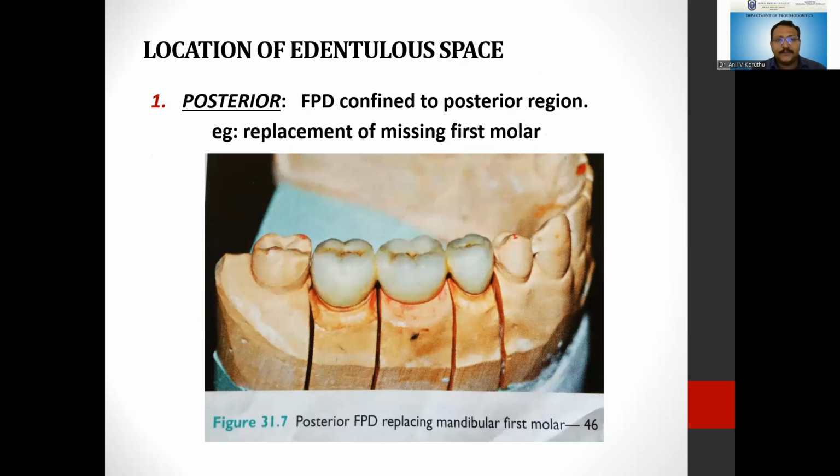So coming to the dental space, posterior. First in posteriors, FPD is used to replace the molars to the premolar region. So in the posterior region, the aesthetics is of less concern.